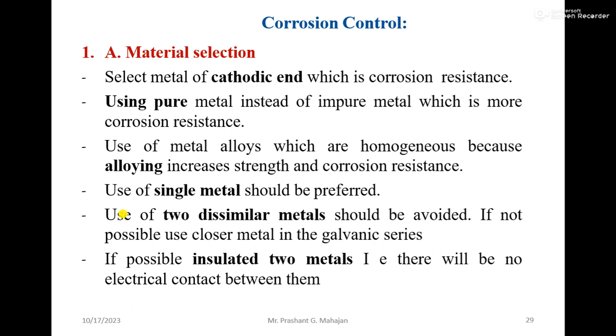If possible, use closer metal in the galvanic series. As I said, if you are using two metals, then the distance between the two metals should be less. If the distance is more between the two metals, then there will be faster corrosion. And last, if you are using two metals, then insulate those two metals. That means they will not be in electrical contact. So that is material selection.